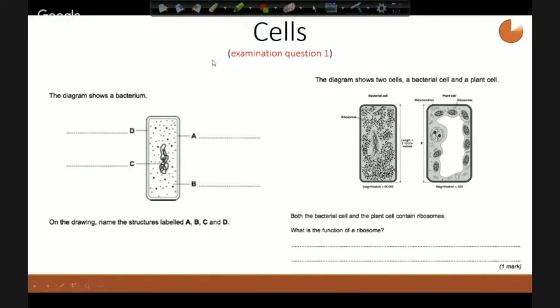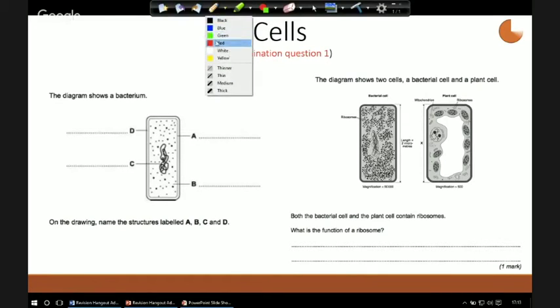So here's question 1. We have a diagram of a bacterium, and we need to label A, B, C, and D for the components within the given organelles. And for the second part of that question, the diagram shows 2 cells, a bacteria and a plant cell. Both the bacteria cell and the plant cell contain ribosomes, and we've got a simple factual question: what does a ribosome do?